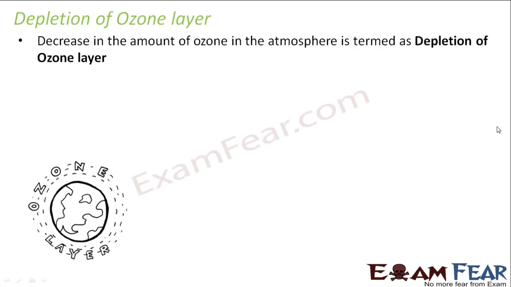So now let us try to understand what we mean by depletion of ozone layer. The word depletion means decrease. So the decrease in the amount of ozone in the atmosphere is termed as depletion of ozone layer.